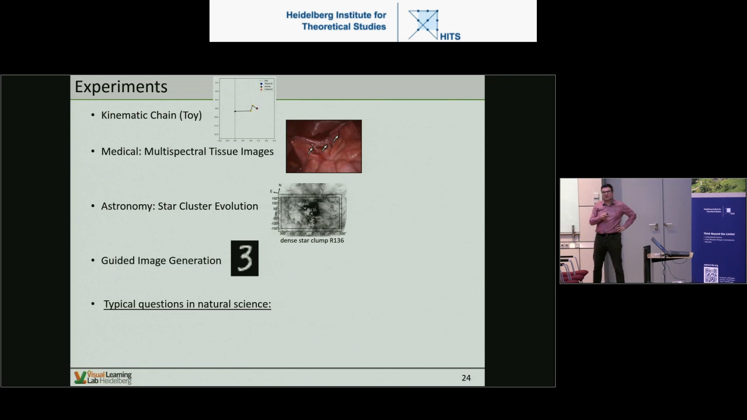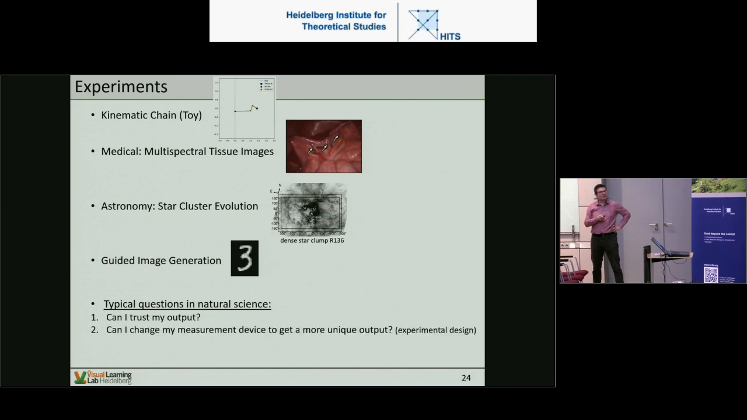In general, what we're interested in when we talk to natural scientists is, they're interested in: can I trust my output? This is, for instance, very important for astronomy. Another question they're often asking is, can I change my measurement device to get a more unique output? This is basically experimental design. This is currently in submission, a project with the medical team, where we try to have a measurement device which makes the output as unique as possible, so you don't have a bimodal distribution.